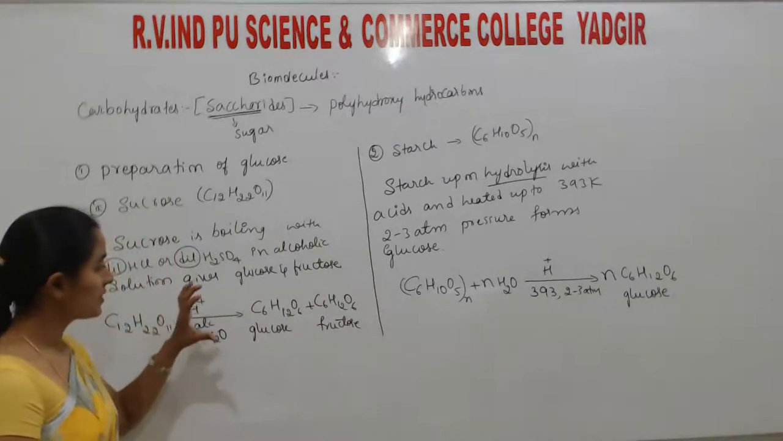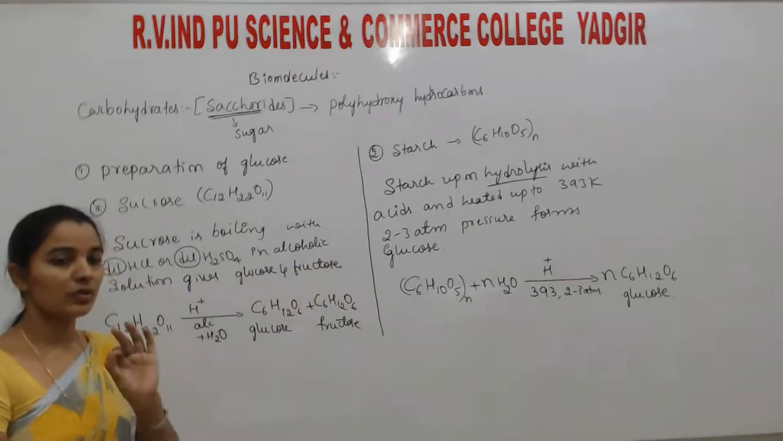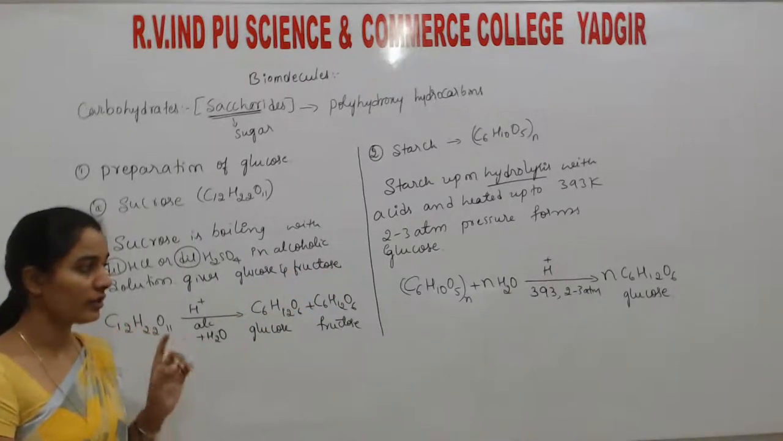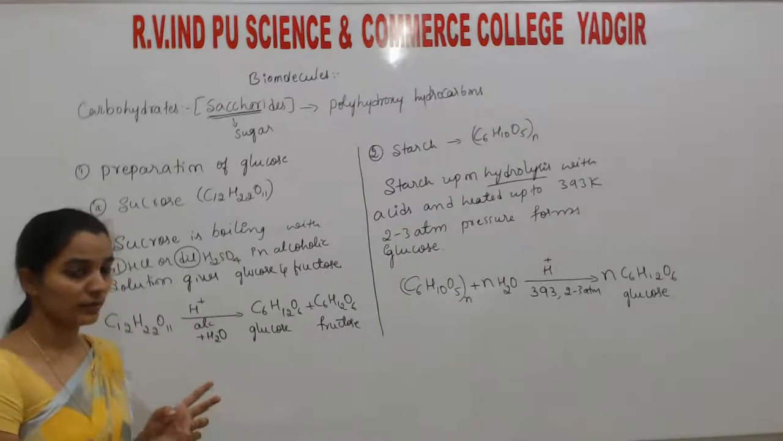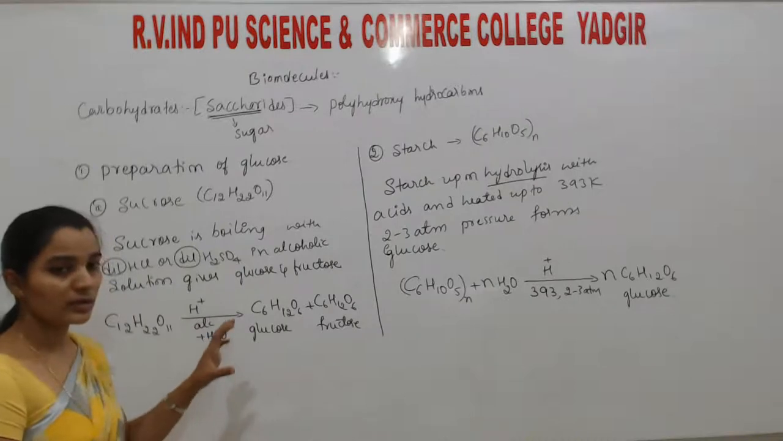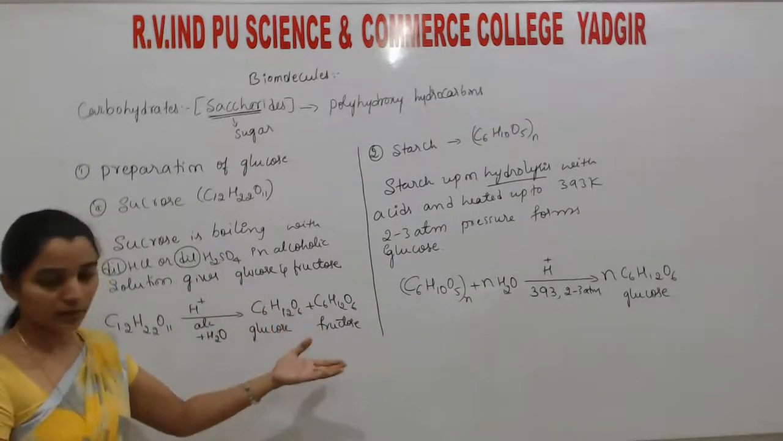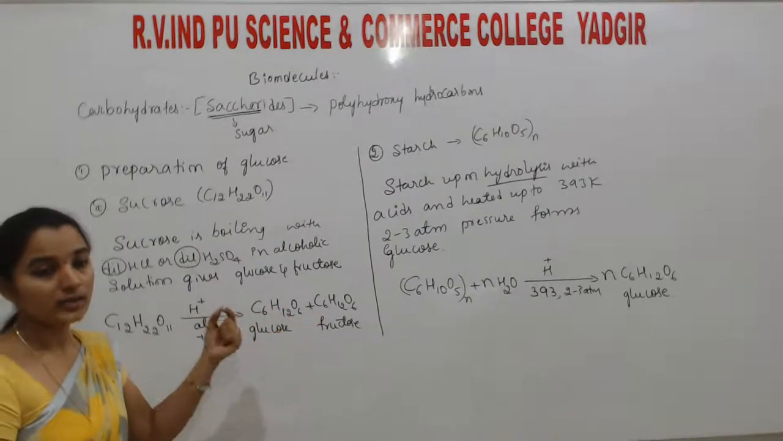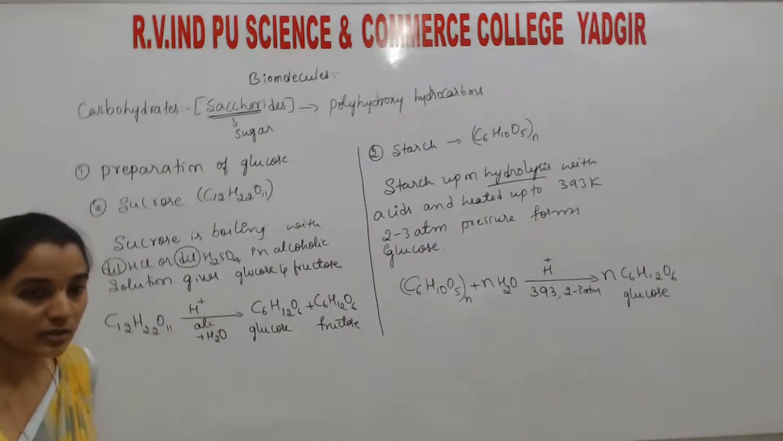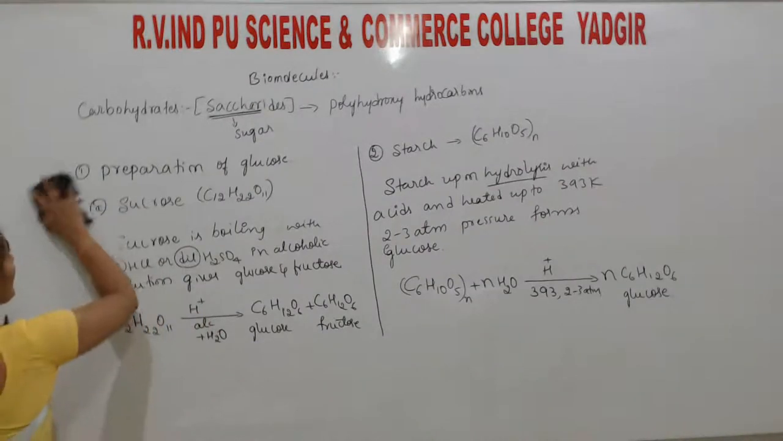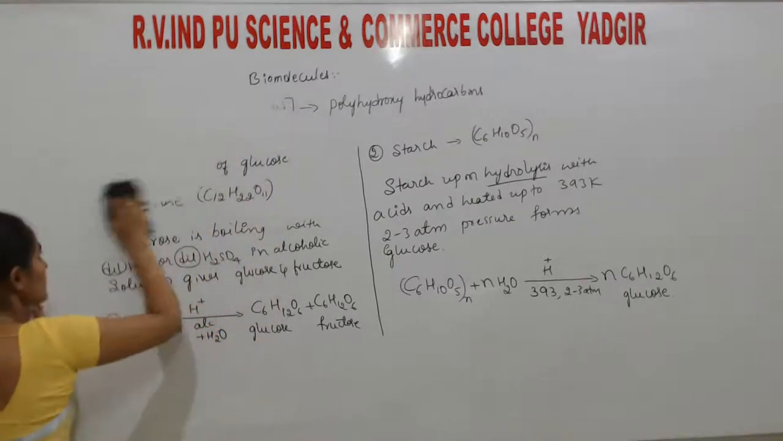Okay, so students, we studied the preparation. From that we came to know C6H12O6 is the molecular formula of glucose. But we don't have the structure of glucose. Understood? Fischer was the scientist, and many other scientists worked on this, and they suggested a structure for glucose. So we will discuss the elucidation of the structure of glucose. Initially I write the points, later I explain the equations.